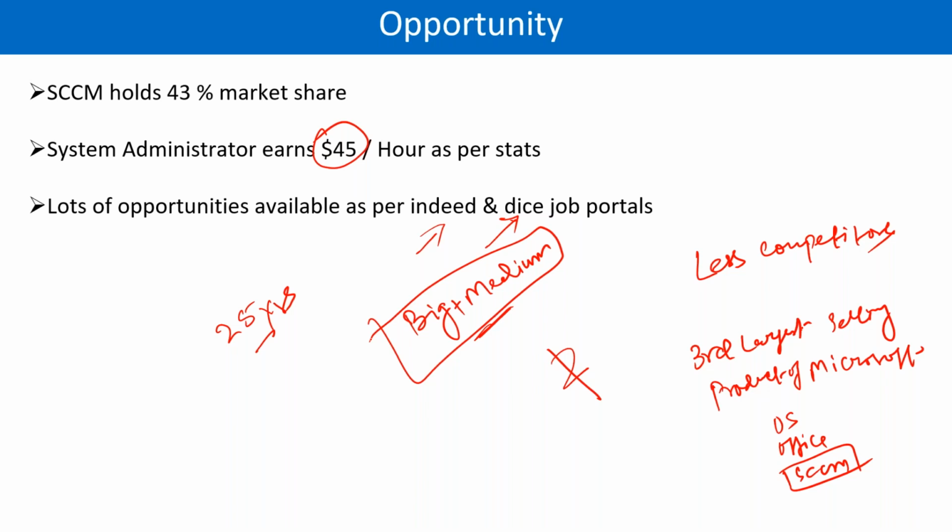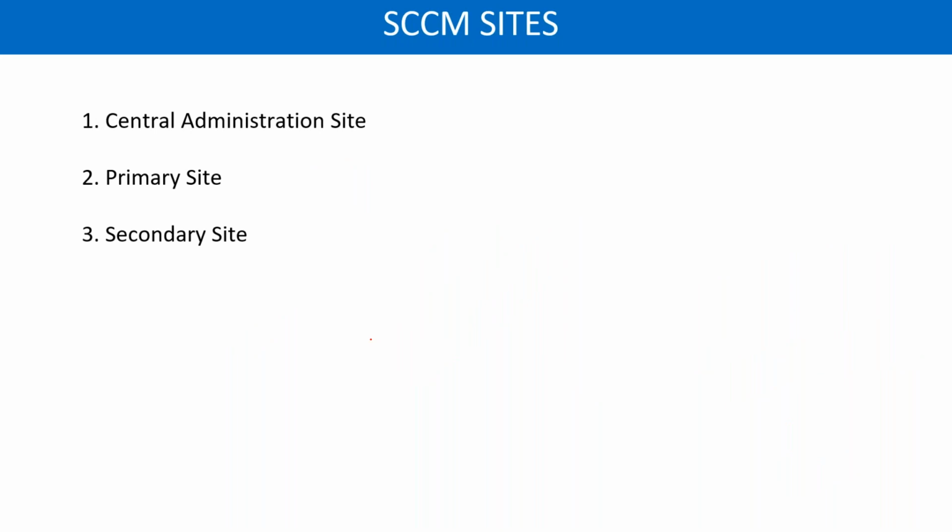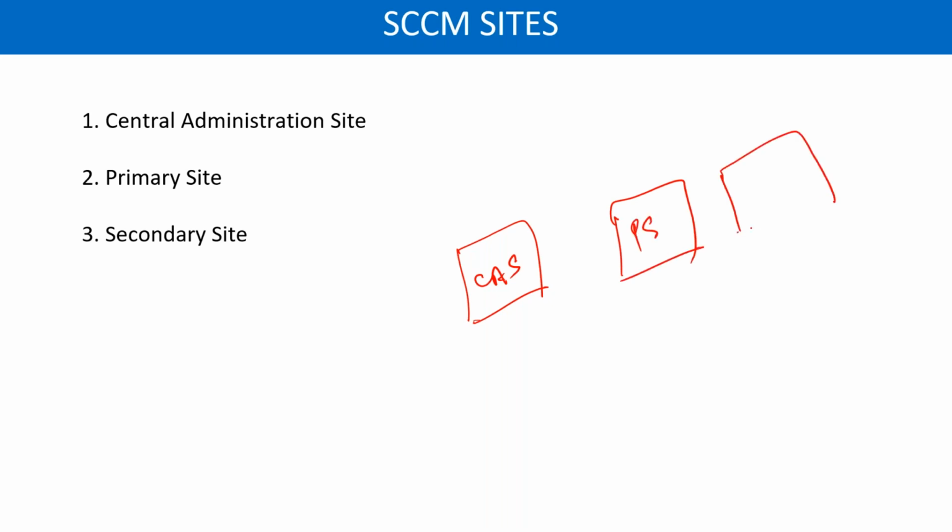Now let me take you to the next slide, which talks about the SCCM sites. There are 3 site servers: central administration site, primary site, and secondary site. Now the central administration site is an optional site. Start making note of it, guys. It is an optional site. This one is a mandatory site, and this one is an optional site.